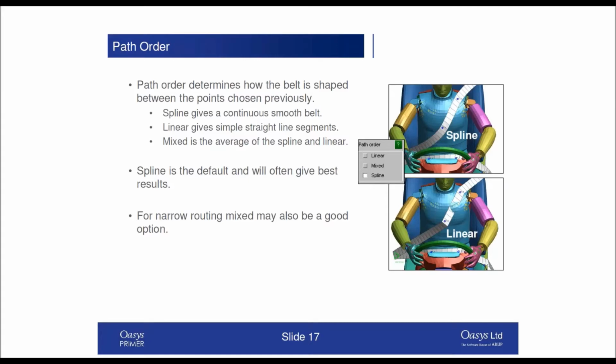The default is spline, and it looks the nicest. Visually, it's nice and smooth. It gives a realistic appearance, and it's typically the best one for adults and for some children. But for very narrow routing, then you might find a mixed or a linear path is better, so you can control a little bit more tightly the path of the belt between the different points.